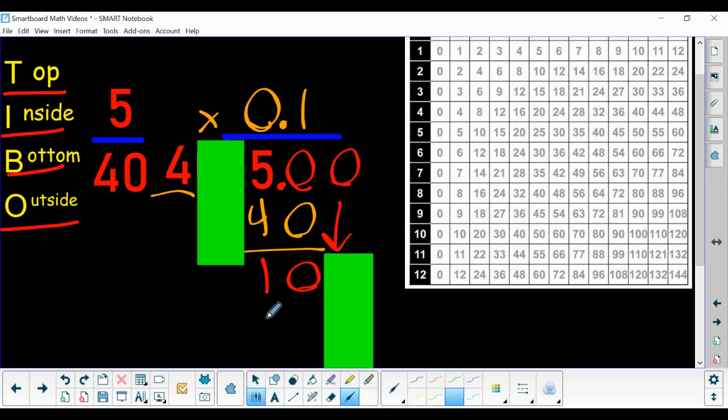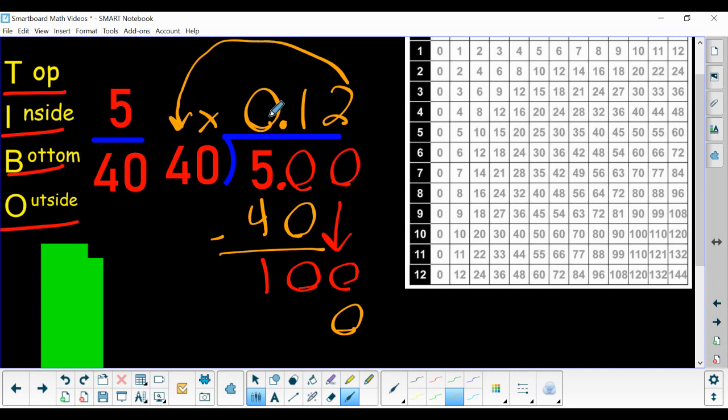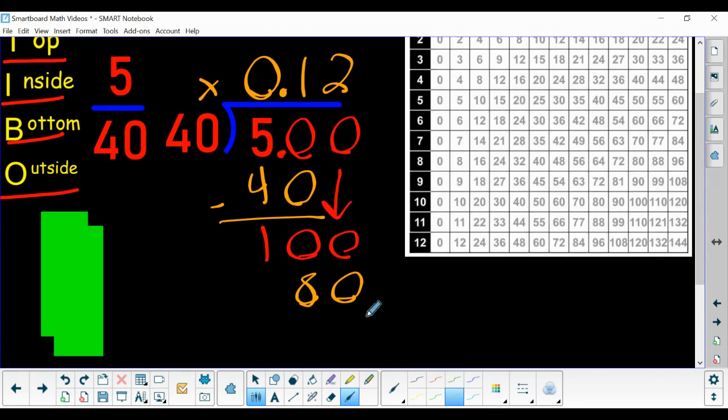How many times can you fit 4 into 10? Well, that's easy. 2 times. And now you're going to multiply 2 times 0, which is of course 0, and 2 times 4, which gives me 8. So I'll put 8 right here. And now I subtract. 0 minus 0 is 0. Right here, 0 minus 8, you're going to borrow. This becomes 0. This becomes 10. 10 minus 8 is 2, giving us 20.